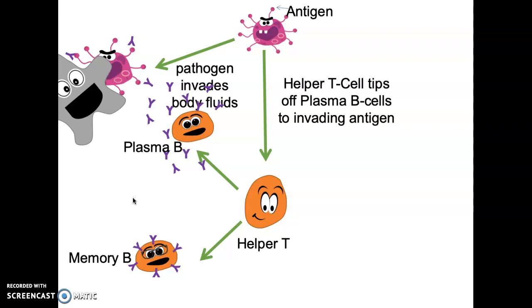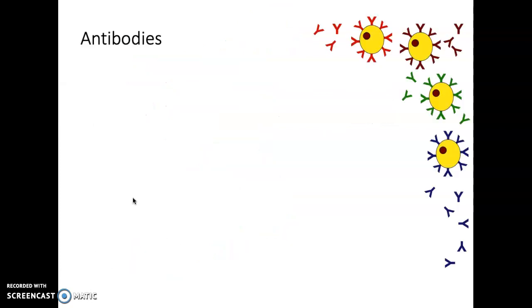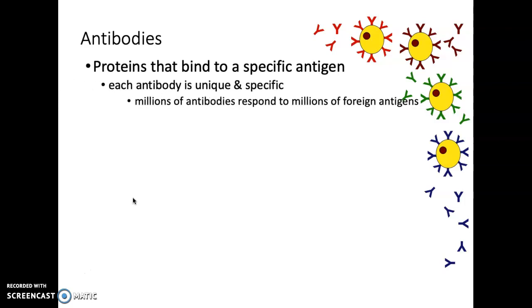It has not invaded any cells. Now let's take a closer look at these antibodies. These antibodies are little proteins that are custom built to match a specific antigen. And there are tons of different antibodies that your plasma B cells make. Just think about all the invading bad guys you've ever had. You have a library built up of these antibodies that are custom made for those antigens.